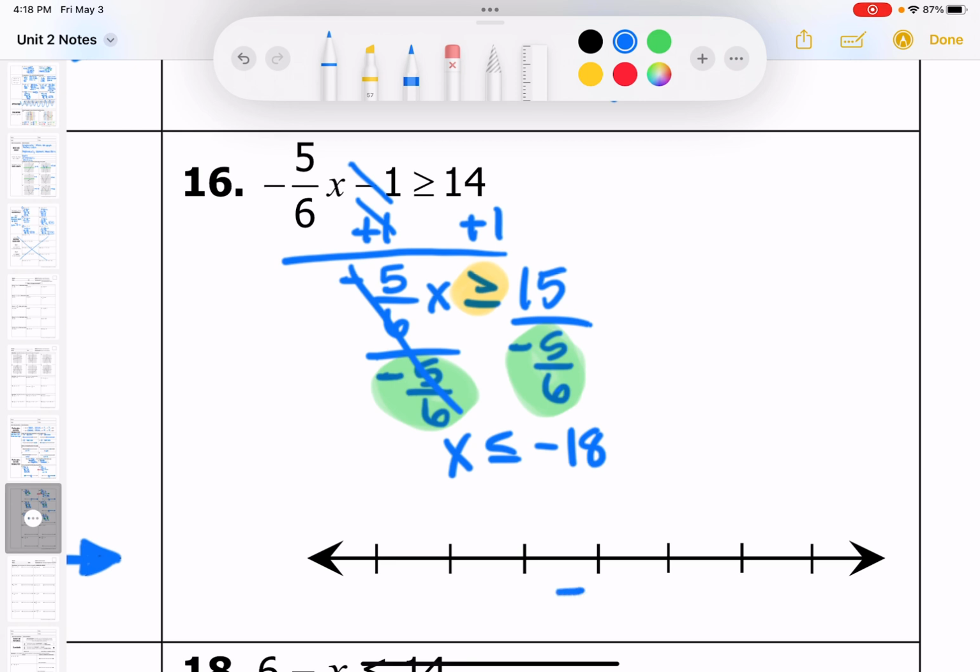So I'm going to have negative 18 in the middle. I'm going to have a closed circle. And then since it's less than or equal to, I shade to the left.